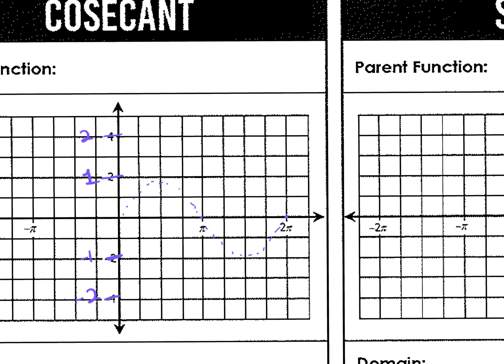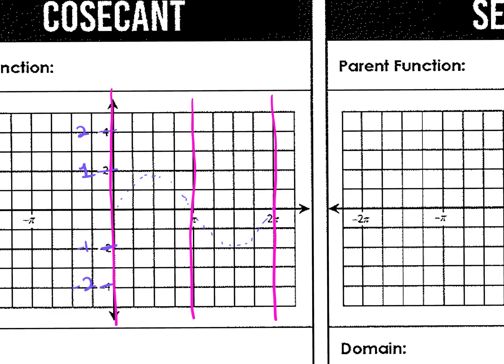So we're looking at where the y values are equal to 0, because if we take the reciprocal of 0, we get undefined. What that corresponds to is where the sine graph is crossing the x-axis. So remember we get asymptotes at 0, at pi, and at 2 pi. And then we look for that highest maximum value, and we reflect the shape of that curve there. And then our lowest value here, and we reflect the shape of that curve here.